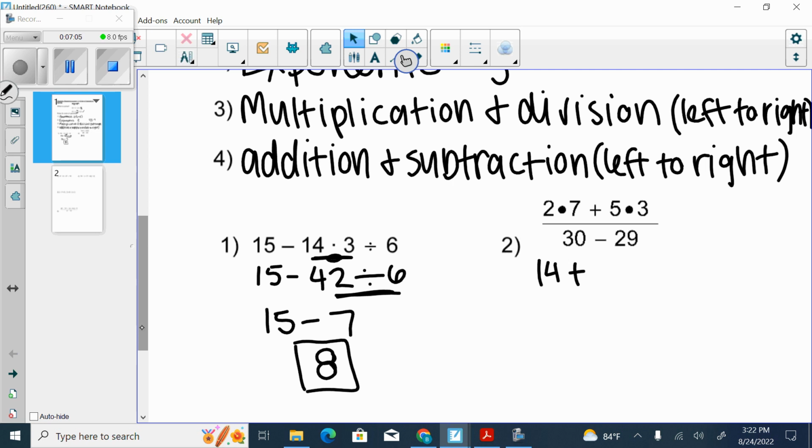And then we come to our, right, all over that 30 minus 29, right? Okay. Now in the top, what do we need to do? Add. What is 14 plus 15? 29. Okay. In the bottom, what do we need to do? What is 30 minus 29? Right. And what is 29 divided by 1?